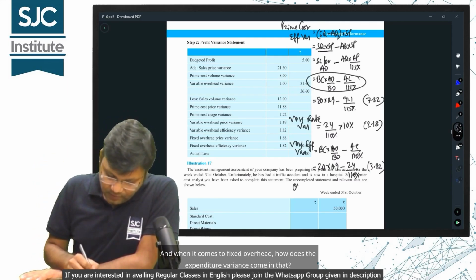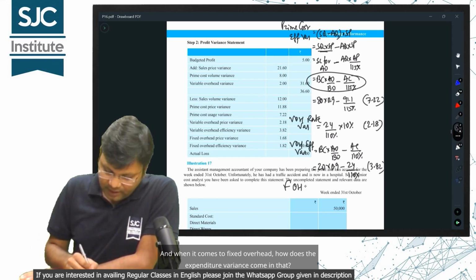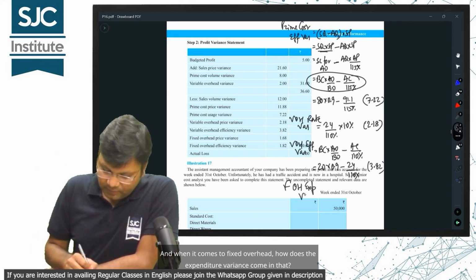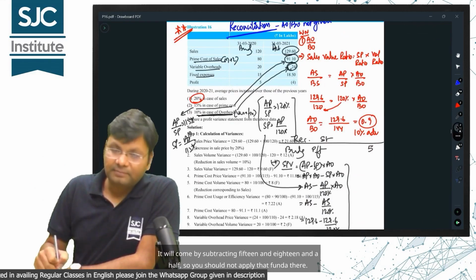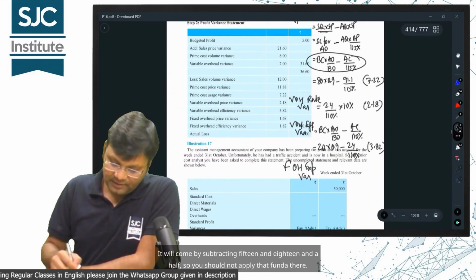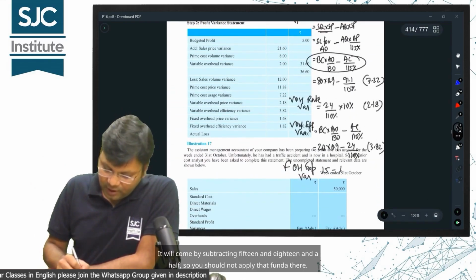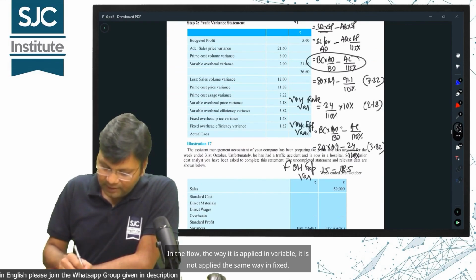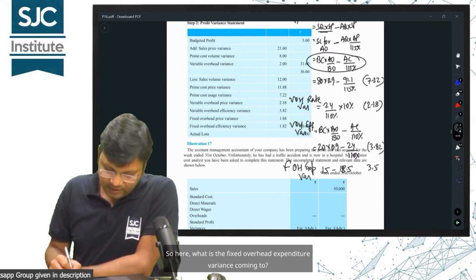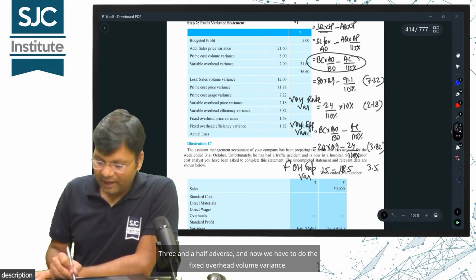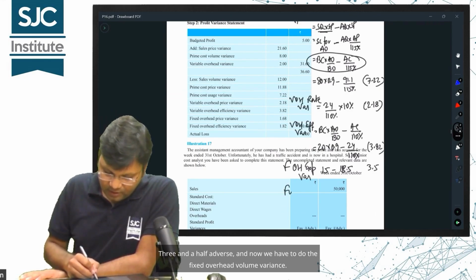And when it comes to fixed overhead, how does the expenditure variance come in that? That comes by directly subtracting. It will come by subtracting 15 and 18.5, so you should not apply that funda there. In the flow, the way it is applied in variable, it is not applied the same way in fixed. So here, what is the fixed overhead expenditure variance coming to? 3.5 adverse, and now we have to do the fixed overhead volume variance.